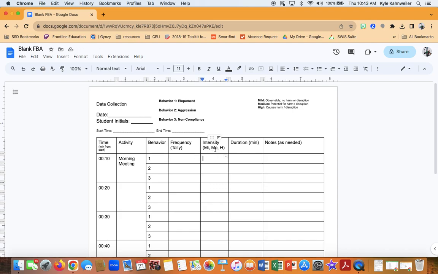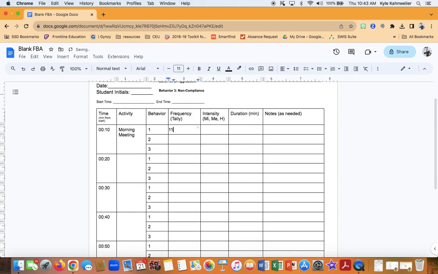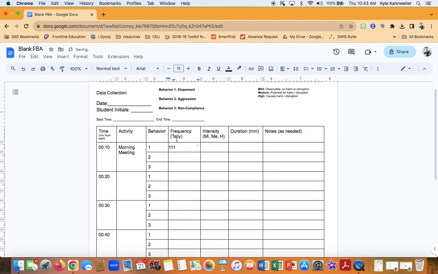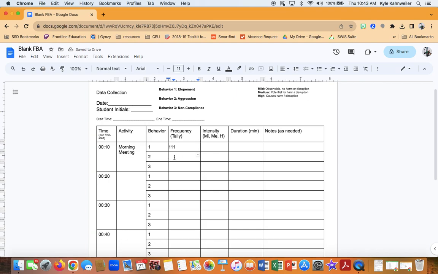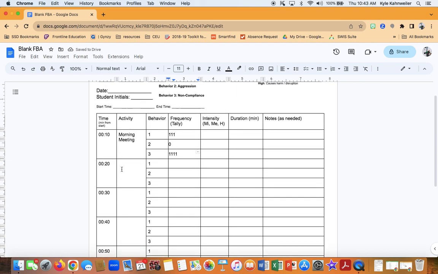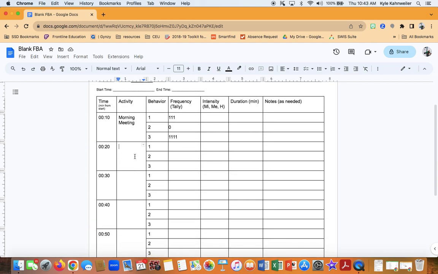We're then recording the intensity. Is it mild, medium, or high? And those definitions are on the top right corner, duration, and any additional notes as needed. So we might have identified that, let's see, elopement happened 3 times, aggression happened 0 times, and non-compliance happened 4 times.